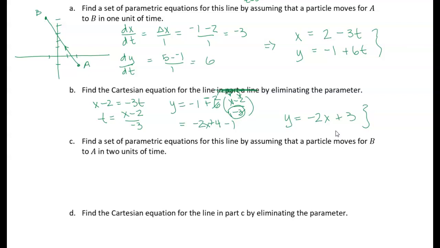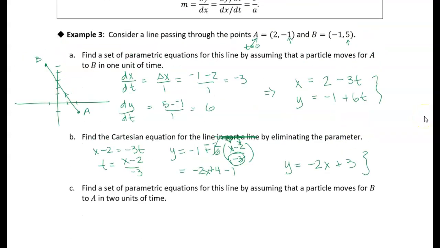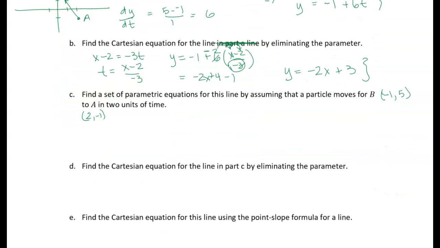So we could write a different set of parametric equations for this line if we just assume that the particle is moving in a different way along the line. So in part C, what we want is a parametric equation for the line, but we want to assume that the particle moves from B to A, right? So we're moving in the opposite direction, and we're moving in 2 units of time instead of 1 unit of time, okay? So remember, let's see, I'm going to scroll back up just so I can see the point. So B, I'm just going to write it down here. So B is -1, 5, and A is 2, -1. Okay, and then I can scroll back up and have some room to write.